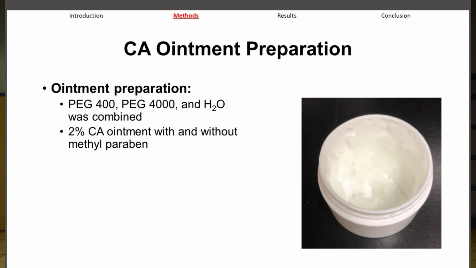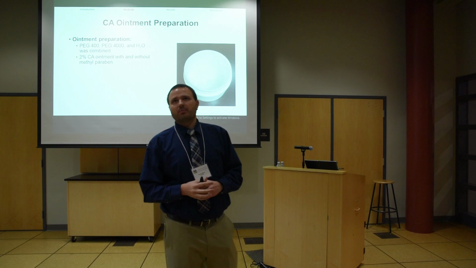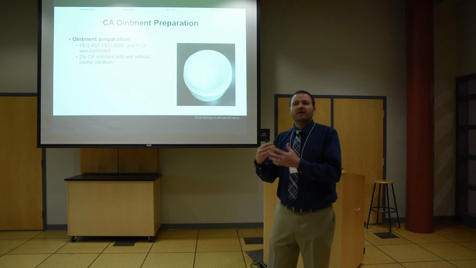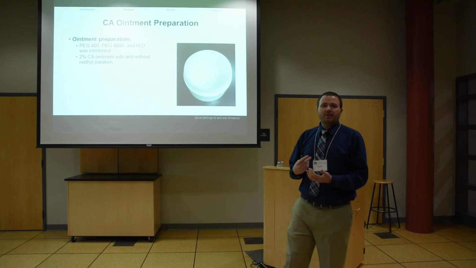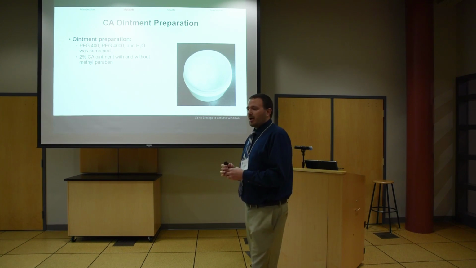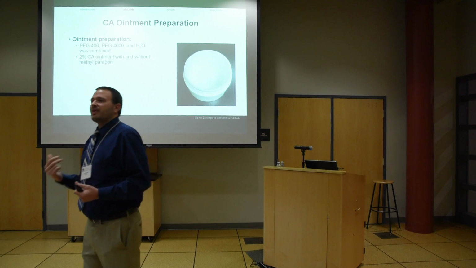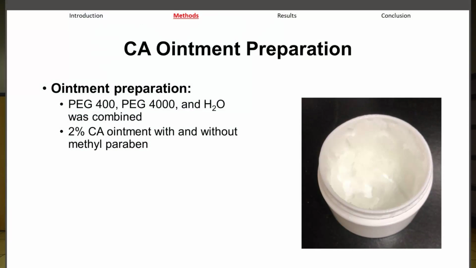The way we prepared the cinnamaldehyde ointment is that we found an article written by Seen et al. in 2014, where they used, I believe, eucalyptus ointment to look at how it affected fungi. We took that same recipe with PEG 400, PEG 4000, and water, and made a prep with 2% cinnamaldehyde with preservative, which we used as methylparaben, and without preservative. Then we made controls for both of those without the cinnamaldehyde as well. You see a little example of the ointment here. It's white, so it's kind of hard to see on this background.